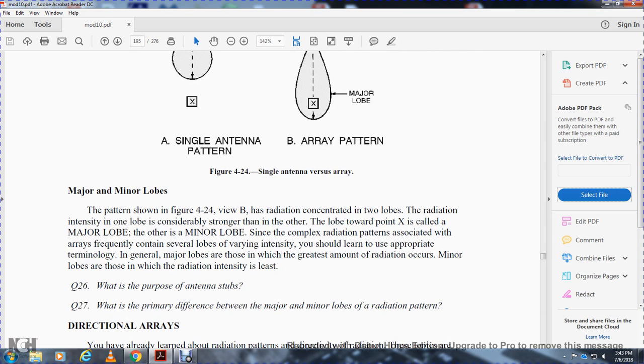Major and minor lobes are shown in figure 424 view B, with the radiation concentrated in two lobes. The radiation intensity of one lobe is considerably stronger than the other. The lobe toward X is called the major lobe, the other the minor lobe. Since the complex radiation patterns associated with arrays frequently contain several lobes of various intensities, you should learn to use the appropriate terminology. In general, major lobes are those in which the greater amount of radiation occurs, and minor lobes are those in which radiation intensity is least.